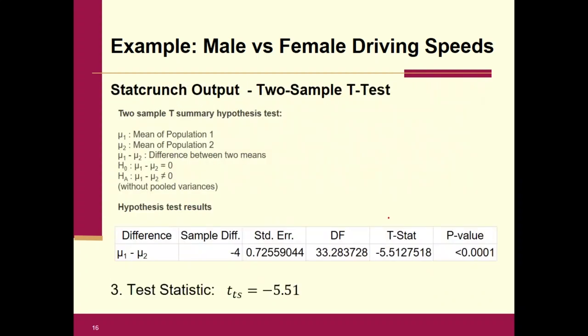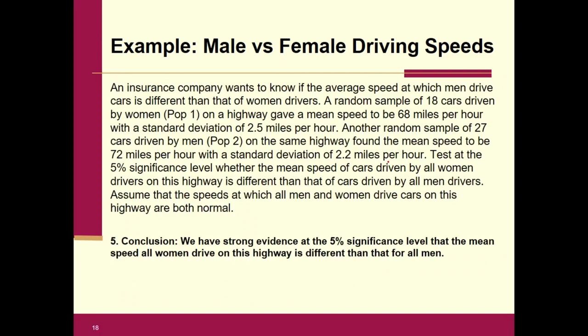All right. Three. Test stat turned out to be a negative 5.51. Four. P-value extremely small. I mean immensely small, right? So the conclusion is that we're going to reject the null hypothesis. That means we have strong evidence at the 5% significance level that the mean speed all women drive on this highway is different than that for all men. That's what the alternative was. Sound okay to you guys?